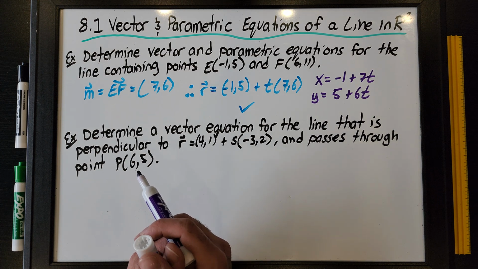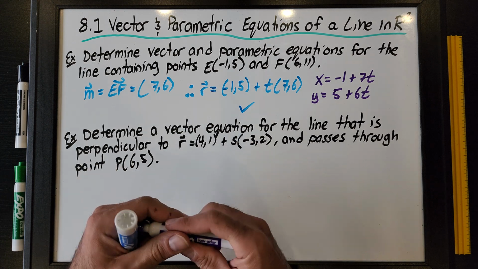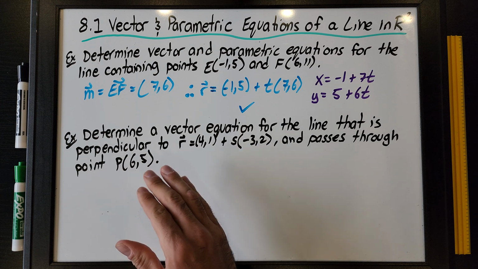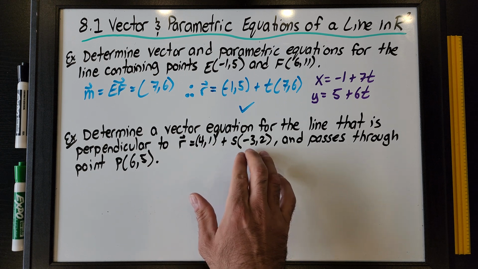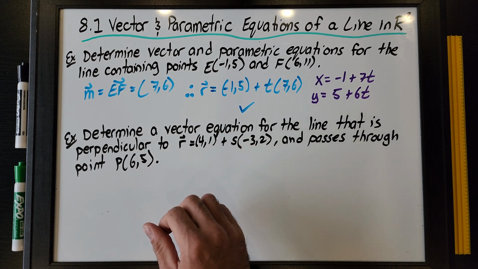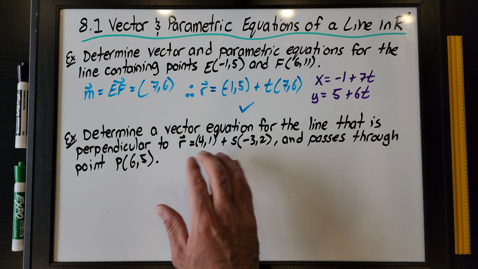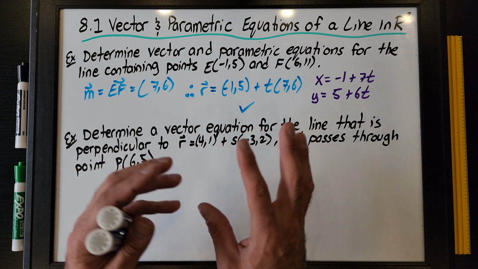Okay, so this next question is a little trickier, and that's only because we haven't seen it before, right? It's pretty straightforward. We want to determine a vector equation for the line that's perpendicular to this line, r equals this whole vector plus this, and passes through this point. So we have a line, but it's got to go through this point and it has to be perpendicular to this line. How do we do that? How do we understand that?